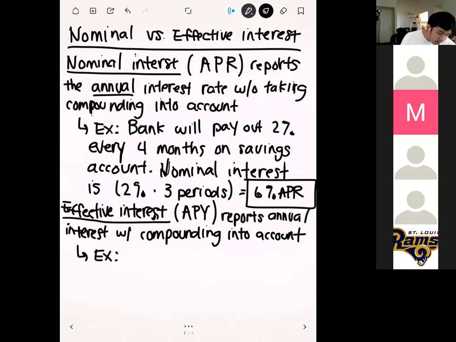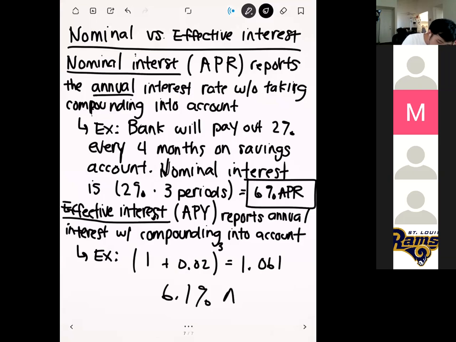And so the way that we're going to compute the APY, or the effective interest rate, is using the same formula that we did for the compound interest from before. Okay. And so the interest rate here is 2%. We're going to add 1 to it, and then we're going to raise it to the number of periods that we have. So in this case, we have 3 periods. And so to get the effective interest rate, we're going to add 1 plus 0.02, and then raise that to the power of 3. Okay? And then what we get is 1.061. And so if we multiply this by 100, then we get an effective interest rate of 6.1%. And that's going to be our APY.